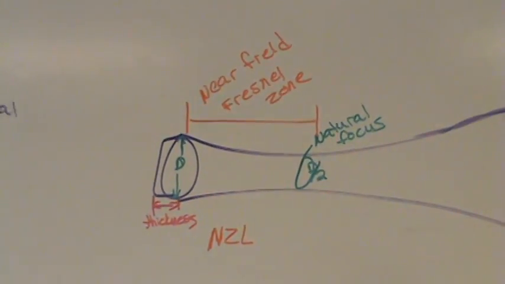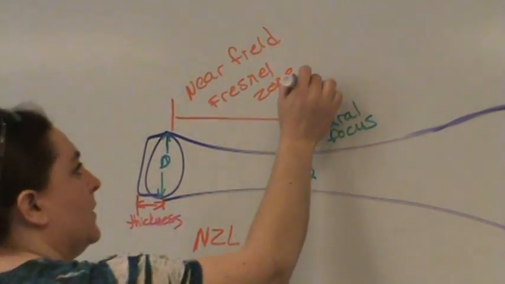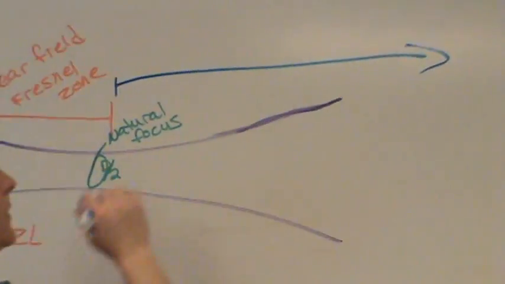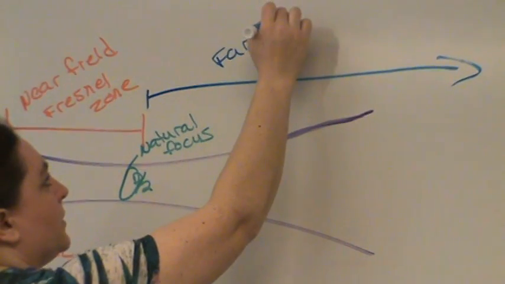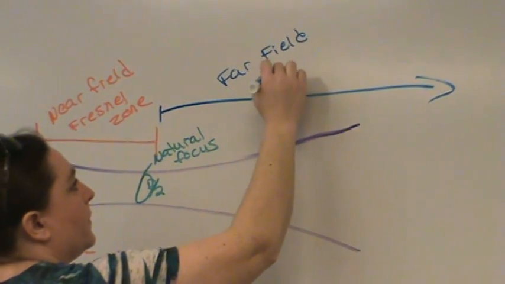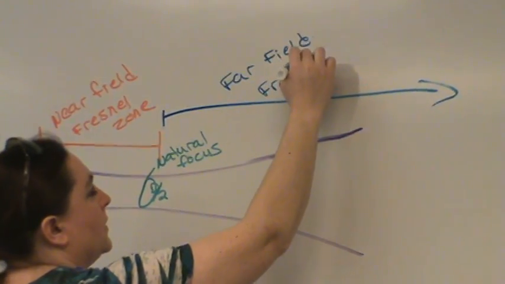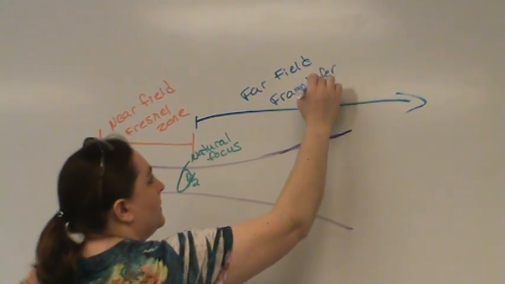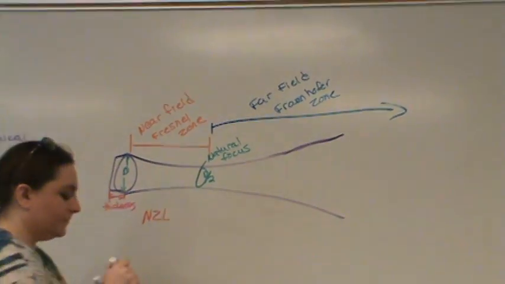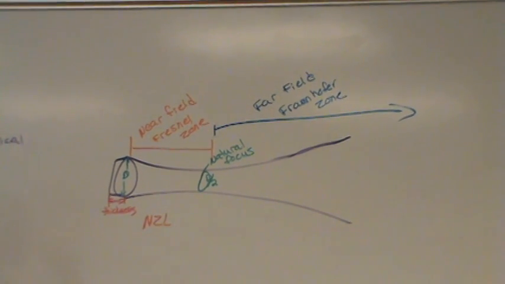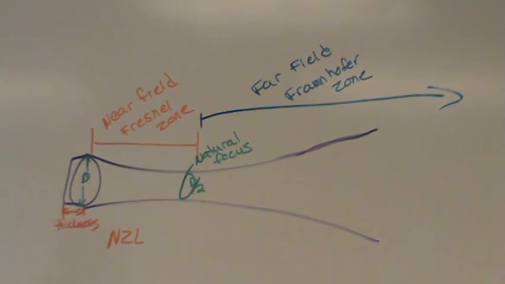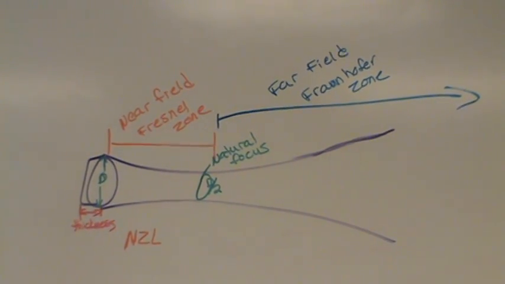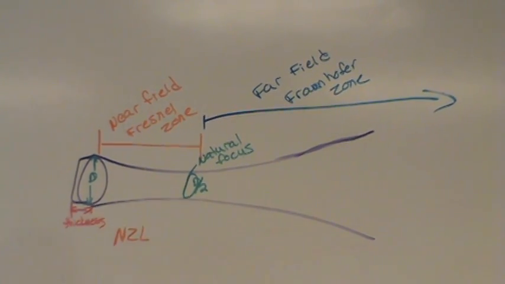And then we have this area past that point that just kind of keeps going and going. And this is the far field or the far zone, and what's its other name? Fraunhofer. And the Fraunhofer zone technically just keeps going and going. It doesn't really have an end. It's just out there.